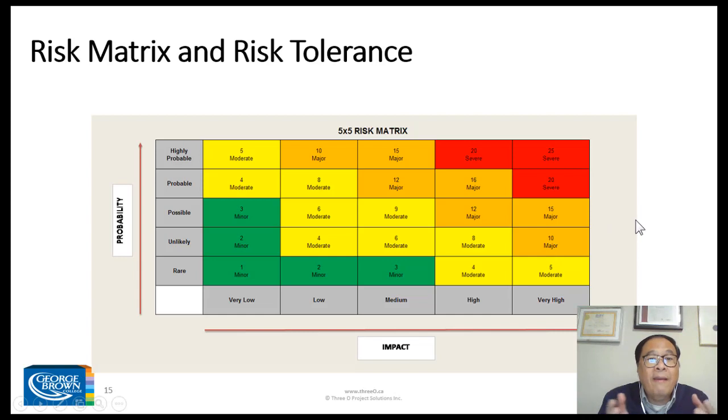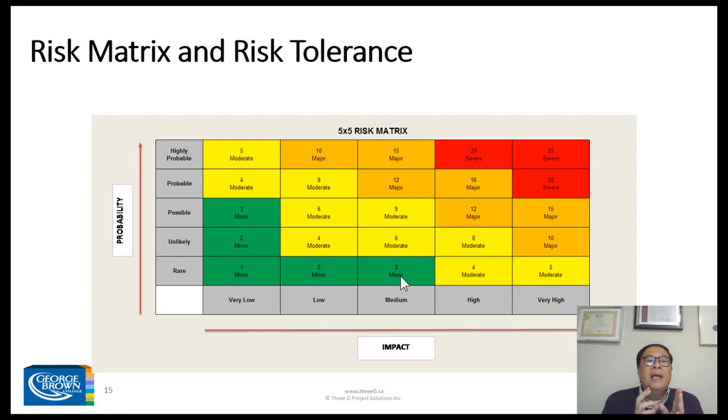Expand it further into a 5x5 risk matrix, and you start to appreciate that this is more realistic now. So you get a very low, low, medium, high, and very high. Similarly for probability, there's rare, which is very unlikely, unlikely, possible, probable, and highly probable. Same thing, a highly probable and a very high impact will end up in a red. Similarly, a rare and a very low would be a minor. And then you start to see how these fill out, right? So you will have more categories now: you have severe, major, moderate, and minor.